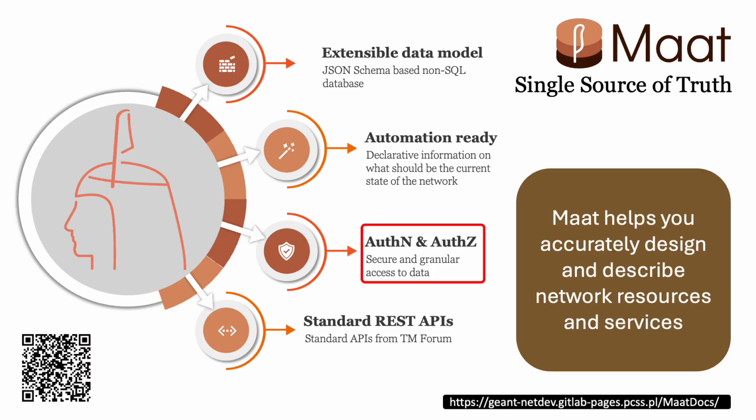Our focus in this video will be how to use granular authorization using Keycloak as an additional component to Maat. More precisely, on how to define roles that describe who can access what in Maat. For applying authorization to content filtering, please check out the other Maat videos.